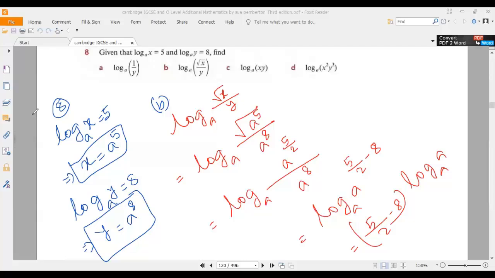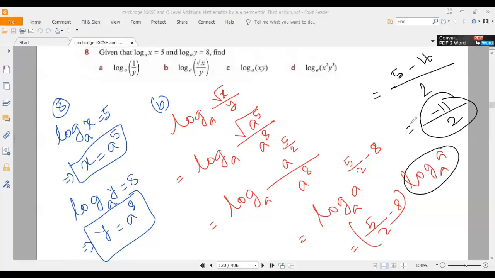Then what will be the final one? Look, this one should be 1. And here 5 by 2 minus 8 can be simplified in this way: 2 into 16, so 5 minus 16 will be minus 11 by 2. So minus 11 by 2 will be the answer of number B.